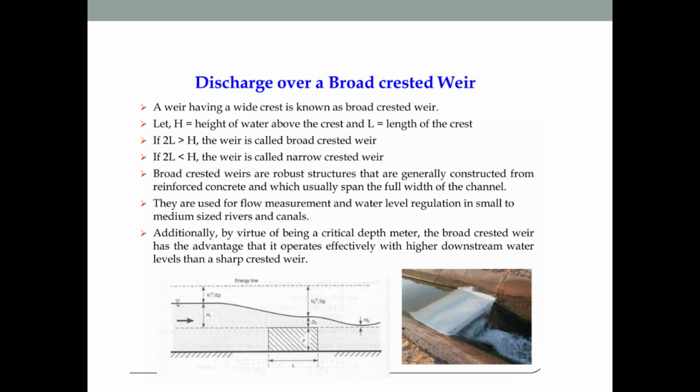They are very robust. They are made of reinforced concrete, which usually spans the full width of the channel. They exist for flow measurement and are normally used in medium-sized rivers and canals. The broad crested weir has the advantage of operating effectively with higher downstream water levels than a sharp crested weir, and that is its advantage over the sharp crested weir.